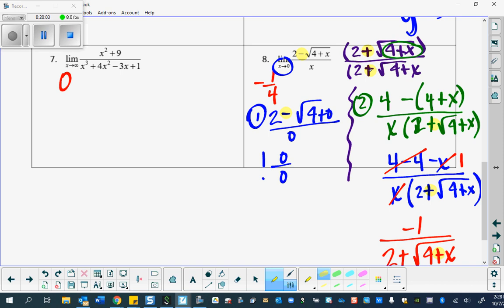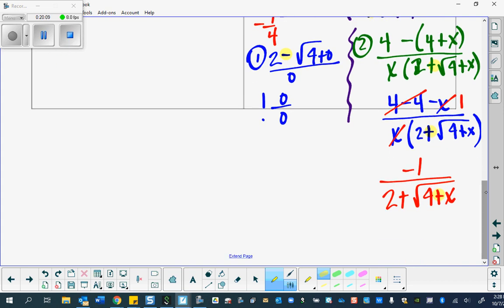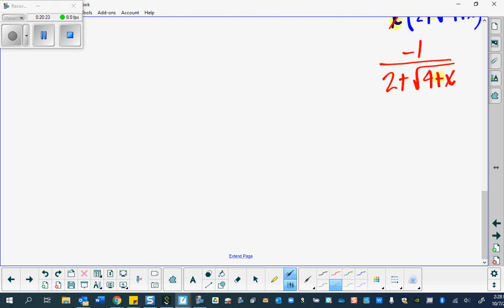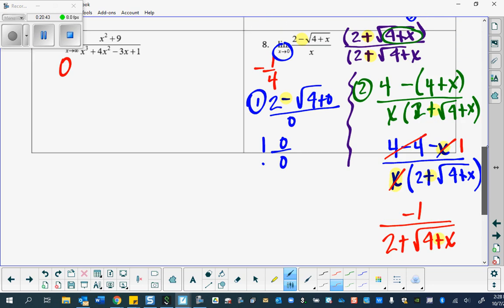So when that conjugate is able to be simplified in my numerator, I'm able to eliminate this x that's messing me up. I'm able to give myself a positive sign here so that when I have negative 1 over 2 plus the square root of 4 plus, remember x was approaching 0, square root of 4 plus 0 is 2. So that's how I end up with negative 1/4. Does that make sense, Grace? Okay.